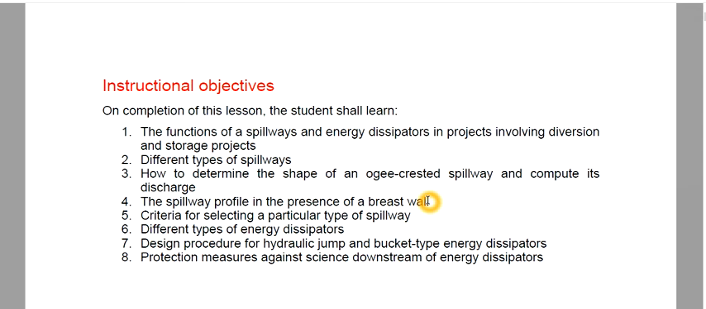Now, what are the criteria for selecting a particular type of spillway? Different types of energy dissipators. And last, what is the design procedure for hydraulic jump and bucket type energy dissipators, along with the protection measures against downstream of energy dissipators?